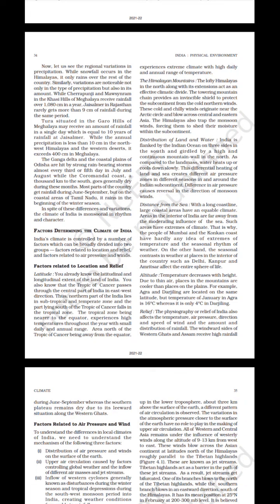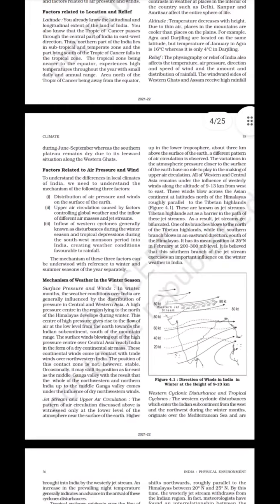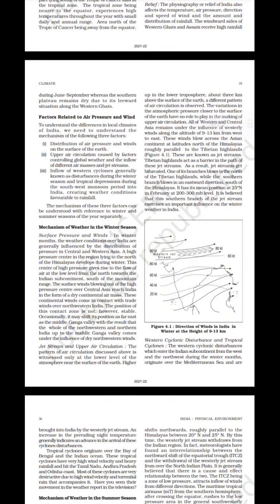Relief. The physiography or relief of India also affects the temperature, air pressure, direction and speed of wind, and the amount and distribution of rainfall. The windward sides of the Western Ghats and Assam receive high rainfall during June to September, whereas the southern plateau remains dry due to its leeward situation along the Western Ghats.